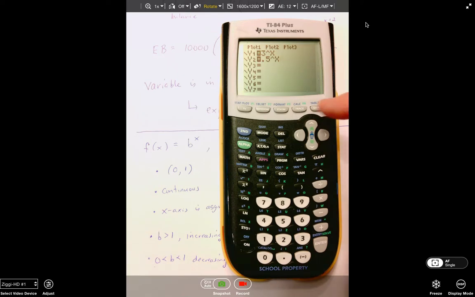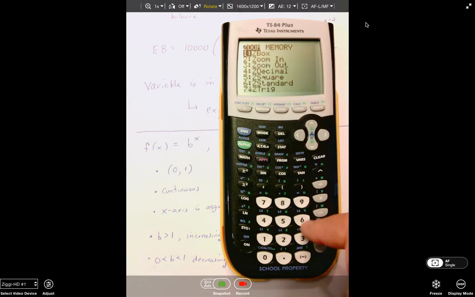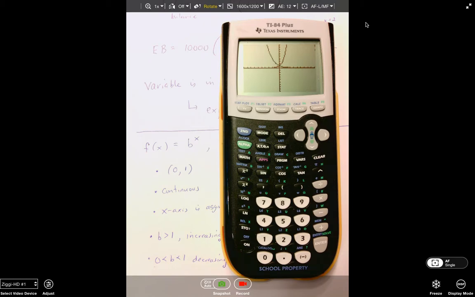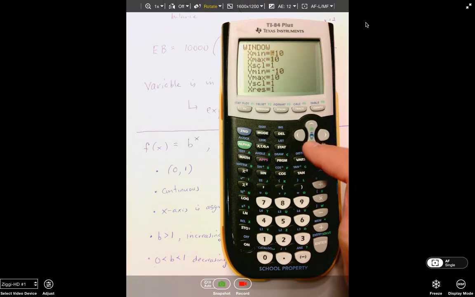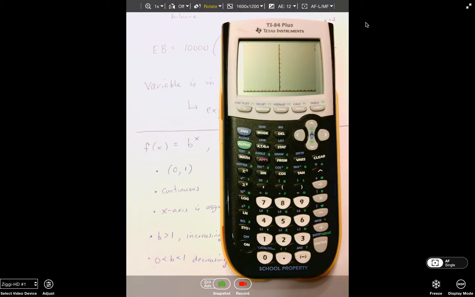But what I can do in that situation is I can just go zoom and go zoom standard, which is number 6, and that will give me just an x-axis from -10 to +10 and y-axis from -10 to +10. Now you can see that these things don't have negative y values. So I could get a better picture by coming down and putting y at 0, because I'm never going to go below the x-axis.